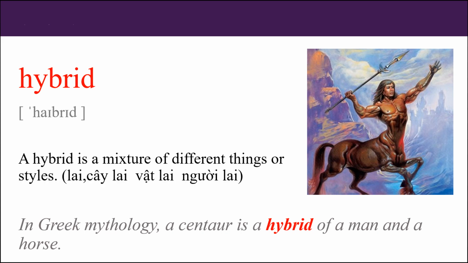Hybrid. A hybrid is a mixture of different things or styles. In Greek mythology, a centaur is a hybrid of a man and a horse.